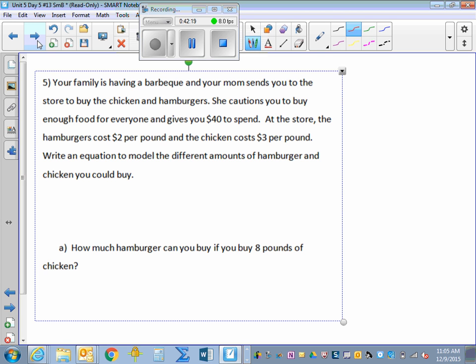Trey's family is having a barbecue, and Trey's mom sent him to the store to buy the chicken and the hamburgers. She cautions him to buy enough food for everyone, and she gives him $40 to spend. At the store, the hamburgers cost $2 per pound, and the chicken costs $3 per pound. Write an equation to model the different amounts of hamburger and chicken you can buy.